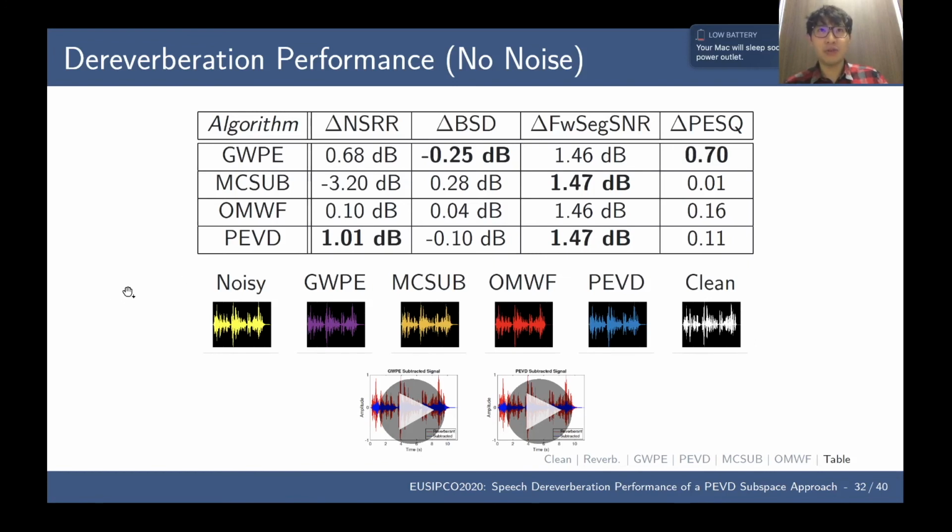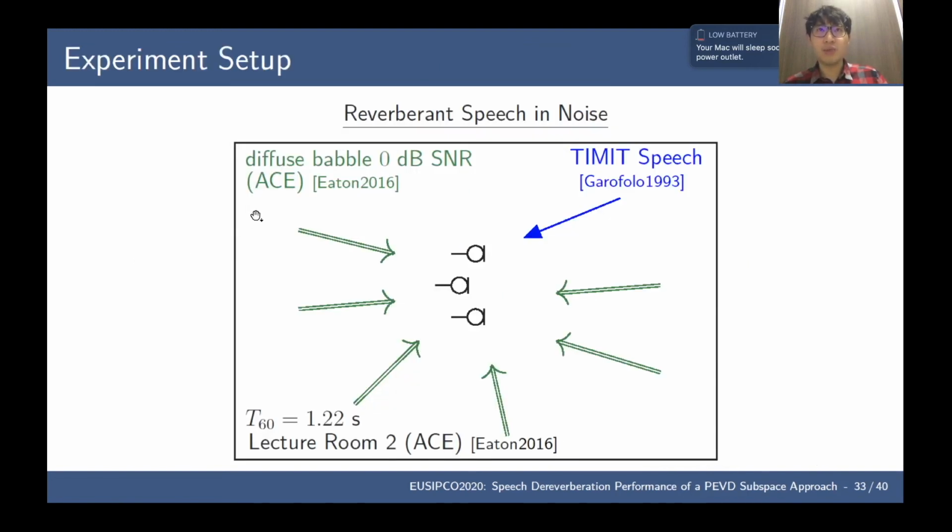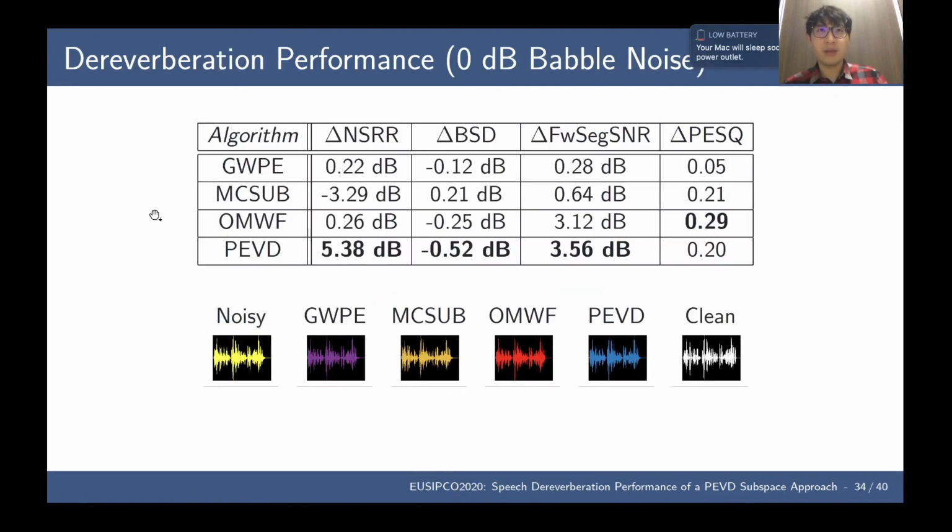In practical scenarios, however, additive background noise also needs to be considered. It is therefore important to understand the dereverberation performance when there is noise. We now consider the presence of diffuse babble noise obtained from the ACE recordings. The table here shows that polynomial EVD outperforms the other algorithms in dereverberation. It provides substantial noise reduction and even outperforms the Oracle MWF, which performs best in PESQ.